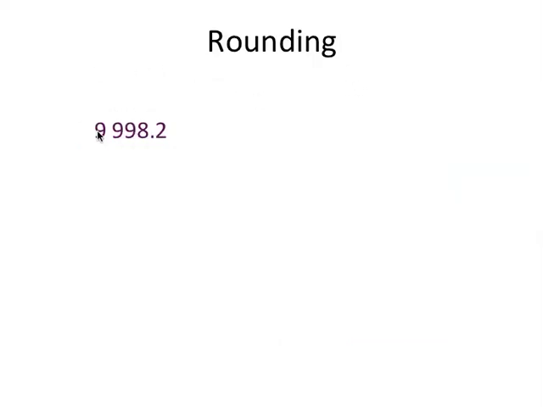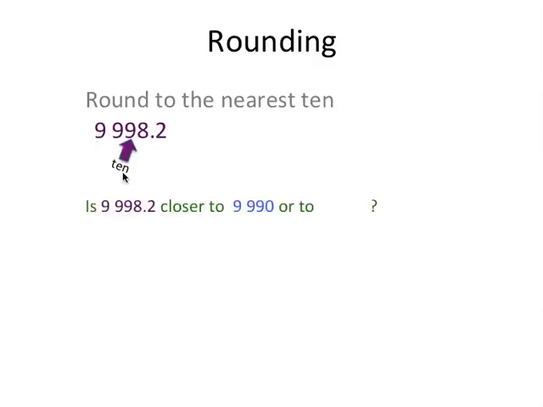Let's look at another one. Here we have 9,998.2, and we're being asked to round to the nearest 10. There's our tens place. What we're really asking ourselves is, is 9,998.2 closer to 9,990 or to the next 10? The next 10 up, by the way, is going to be 10,000.